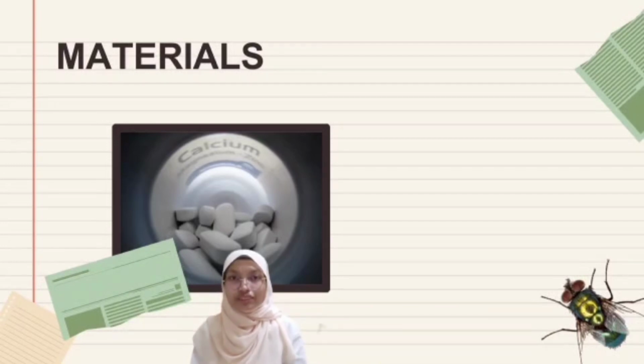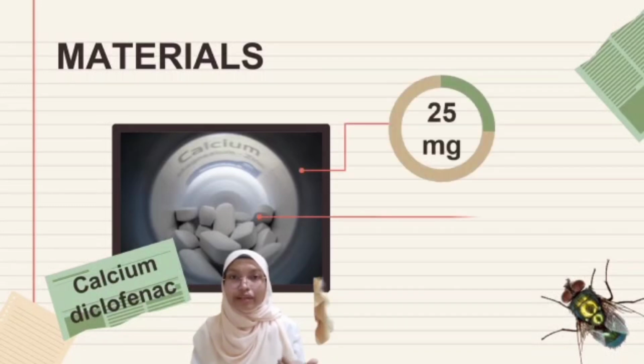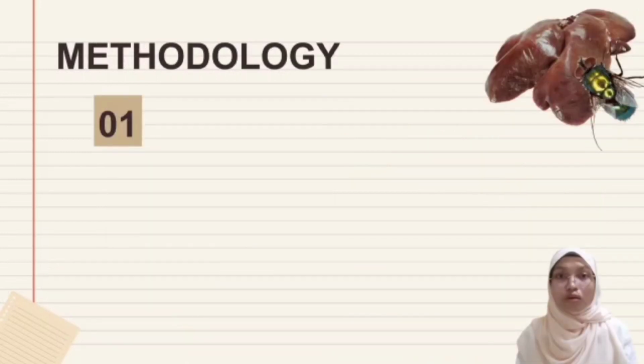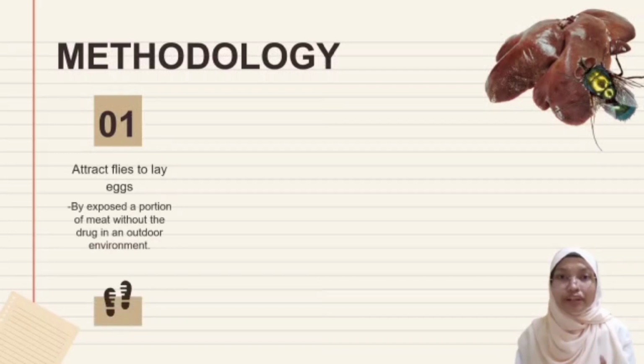The materials used are calcium diclofenac with masses of 25 mg, 50 mg, and 75 mg. This experiment was conducted using a population of Lucilia sericata species from the Calliphoridae family. Polyver served as the culture medium for the larvae. For a start, a portion of polyver without the drug was exposed to the outdoor environment to attract flies to lay eggs.